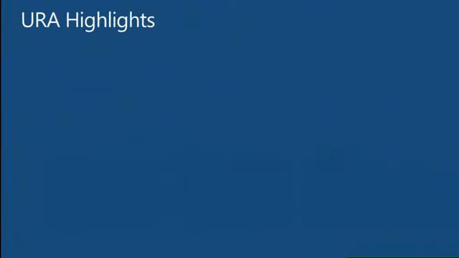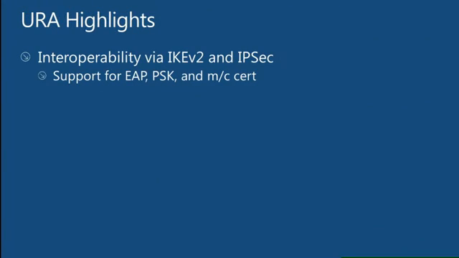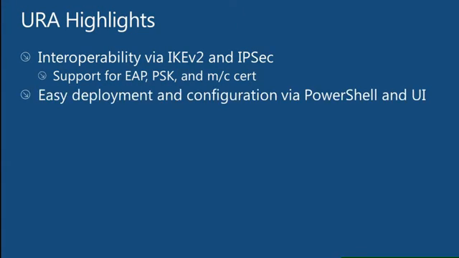Okay. A couple of properties of this unified remote access thing that we have. So the first is interoperability with IKEv2. I mentioned this a moment ago. Our service can interoperate with a lot of other things out there through IKEv2. We support a bunch of auth mechanisms: EAP, shared secret, and machine certs. So all that stuff is in the box.